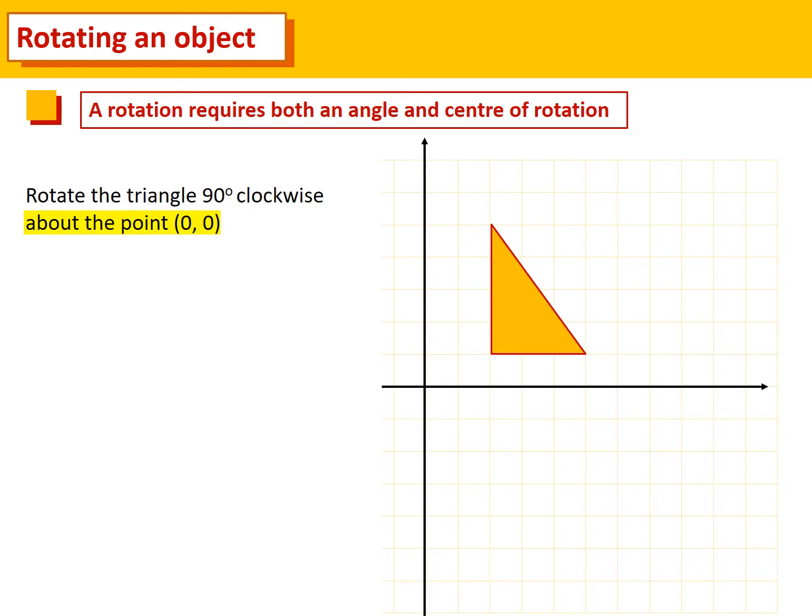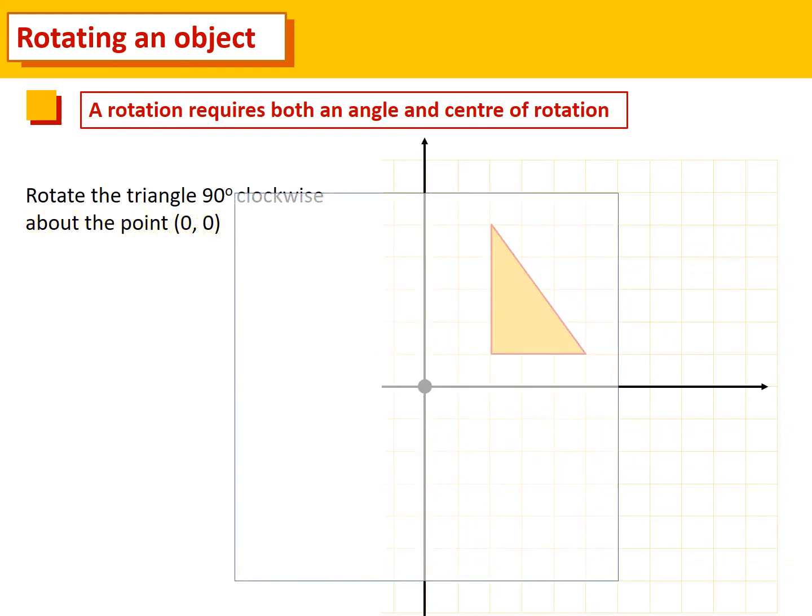The point about which we are doing this rotation is 0, 0, and that's the origin marked on. Let's put our tracing paper over the diagram. Let's trace our object. And then let's mark in the north line, because that line, when we rotate the tracing paper 90 degrees clockwise, will, if you remember, be facing east.